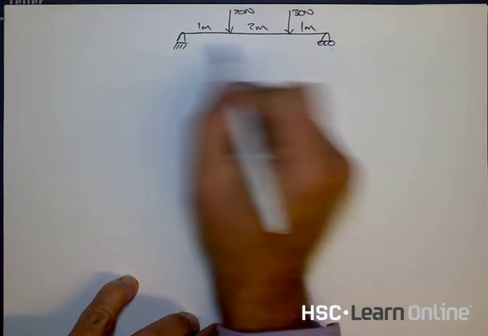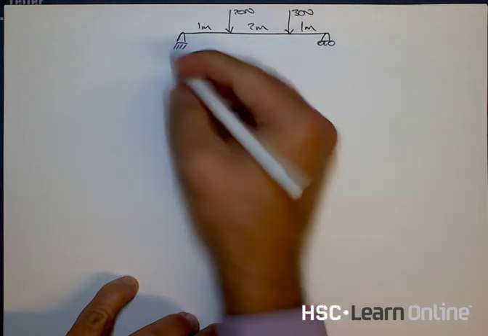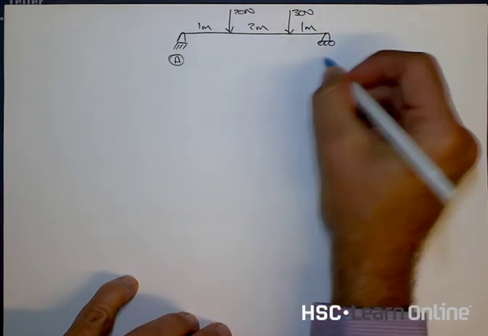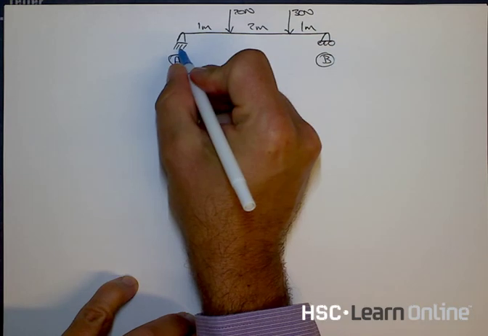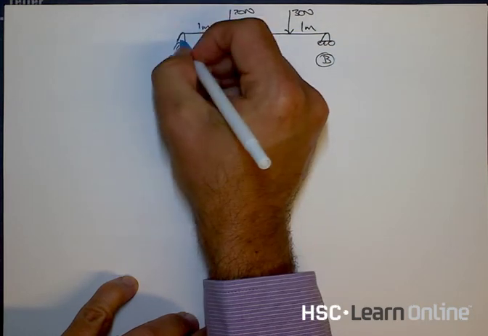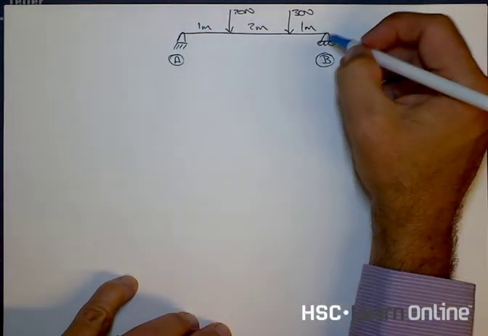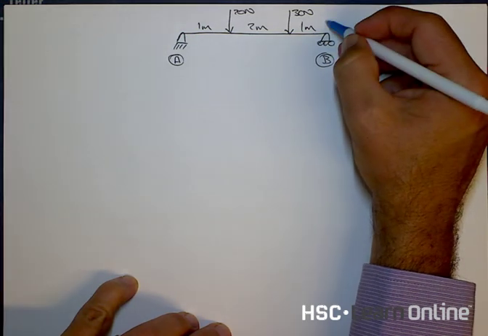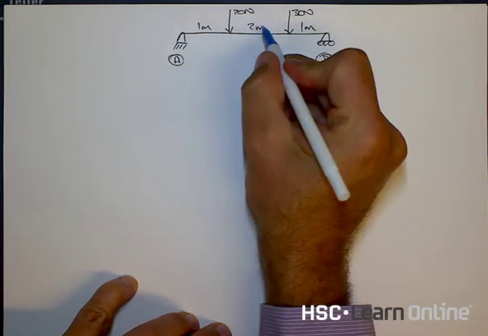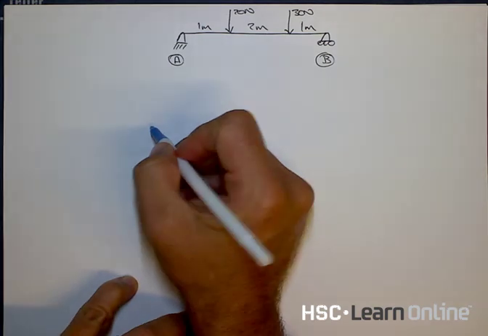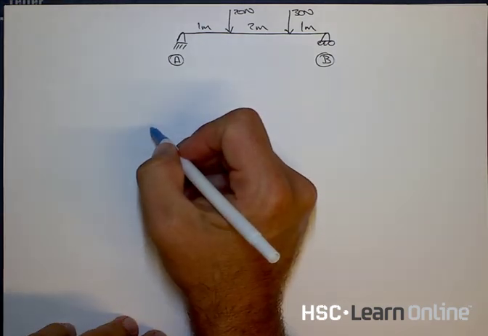Notice first of all I've got two different types of reaction forces. I've got the reaction force A and B. This one is a fixed support, which will have both a vertical and a horizontal, and this is a rolling support, which only has a vertical reaction. In this question though, we only have vertical forces, so we don't need to worry about that.